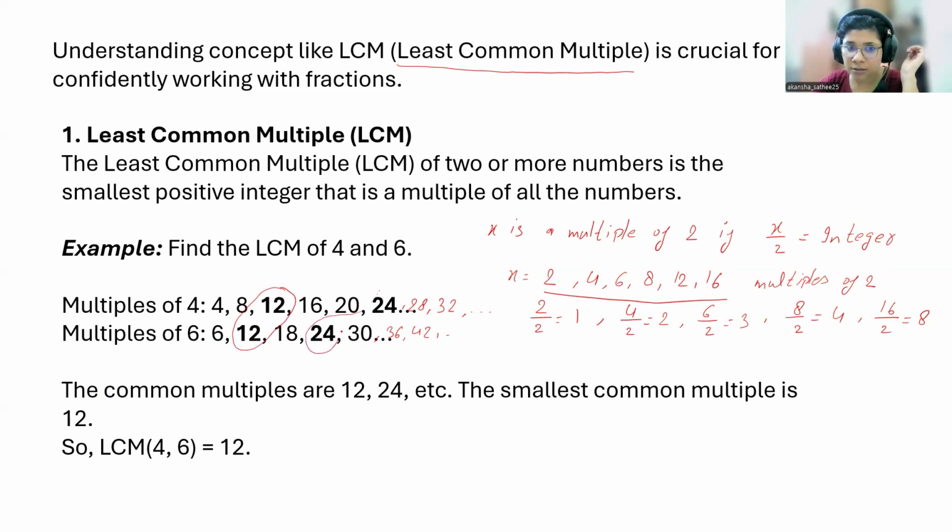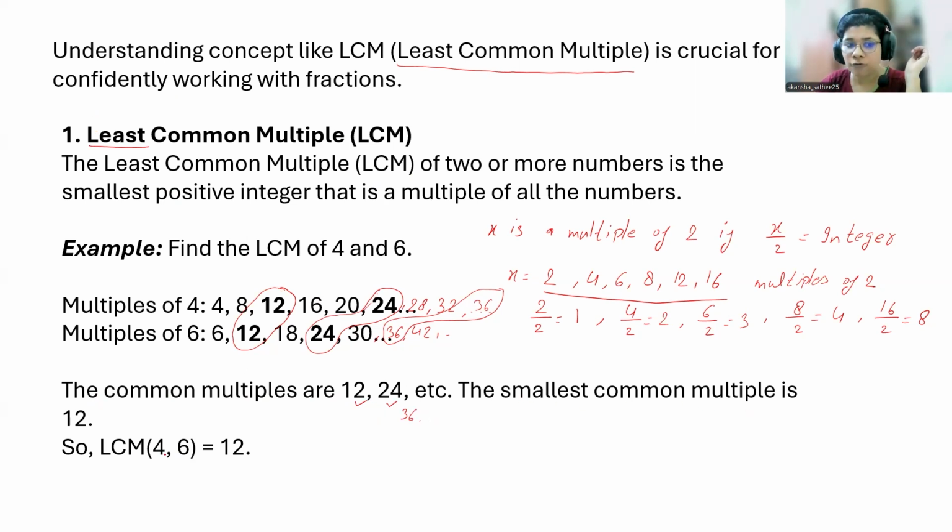24 is another common multiple, right? So these are the common multiples. And again 36. 36 is divisible by 4 as well as 6, so 36 is also a common multiple, right? But here we are interested in the least common multiple, meaning the smallest one. So the common multiples are 12, 24 and 36, etc. The smallest common multiple is 12.